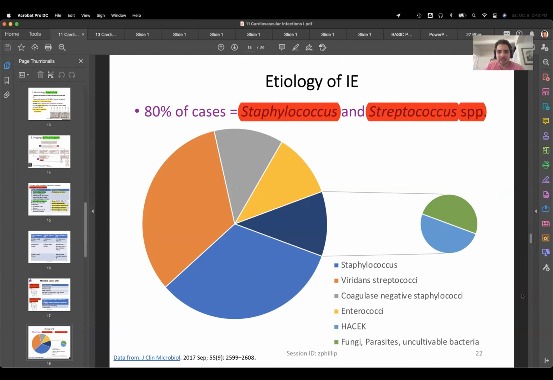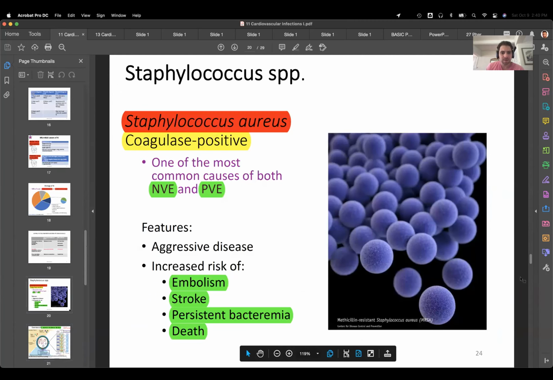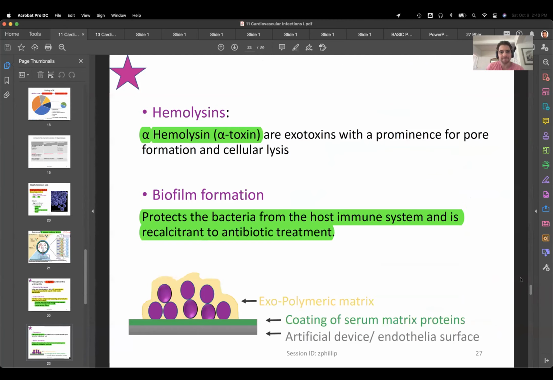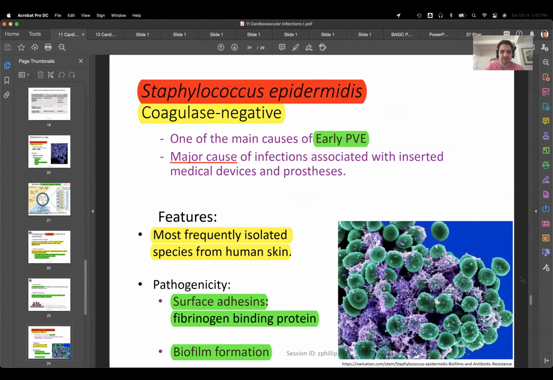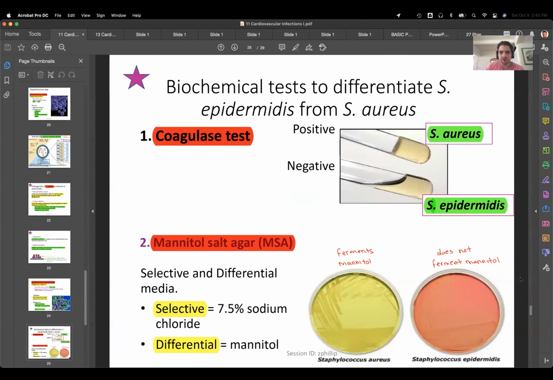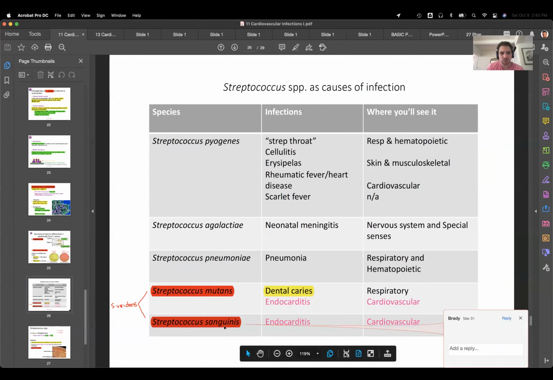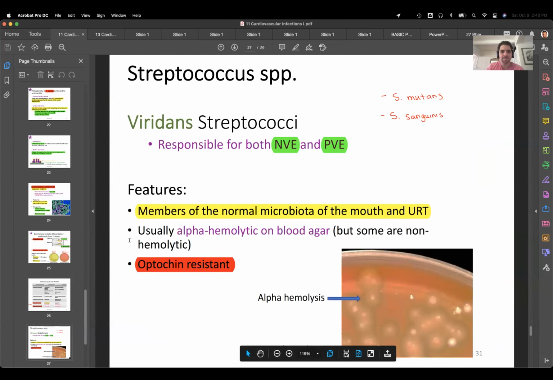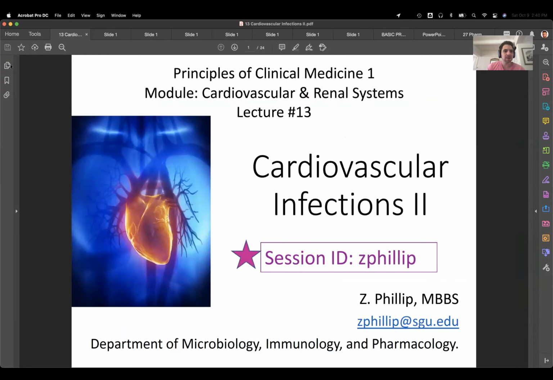Anyway, yeah, so you see here, Staph and strep are the big ones. So if it came down to it, pick between those two. All right. And then these are just characteristics of the bacteria that you learned about before. And then these are strep viridans, mutans, and sanguinis. And remember, those are dental procedures or bad dental hygiene. All right.